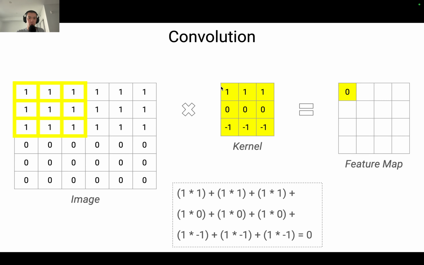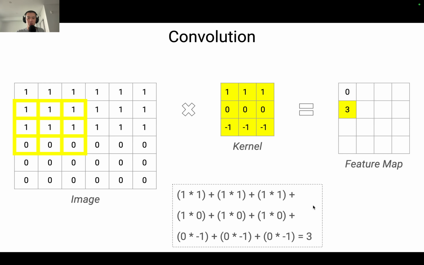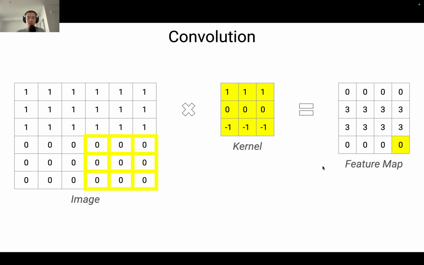So we do 1 times 1 plus 1 times 1 plus 1 times 1 plus 1 times 0 plus 1 times 0 plus 1 times 0 plus 1 times -1 plus 1 times -1 and then plus 1 times -1 here, which, as you can see in this quick summarization of the math, gives us 0. So now our feature map will have this 0 in the upper left-hand corner. We'll move this kernel down 1, do the math again, which gives us a 3. We'll put a 3 here. And once we're done, this is what the feature map looks like.